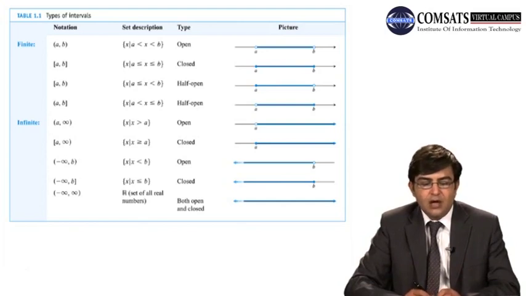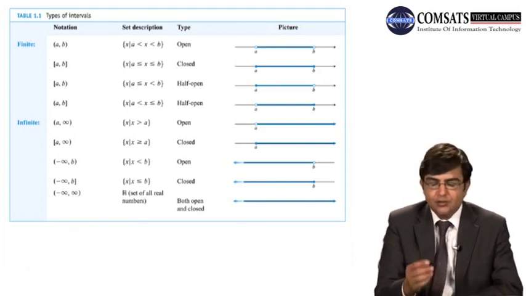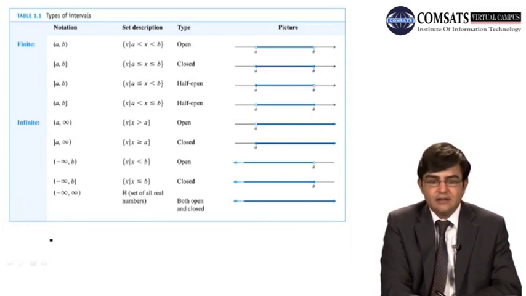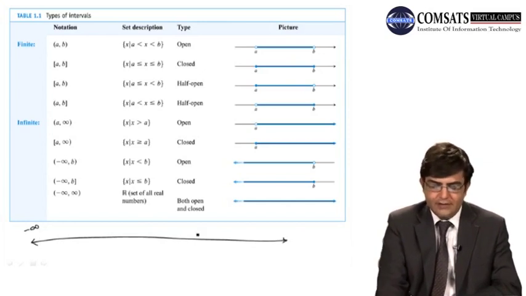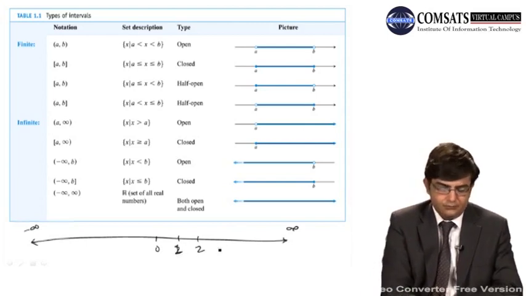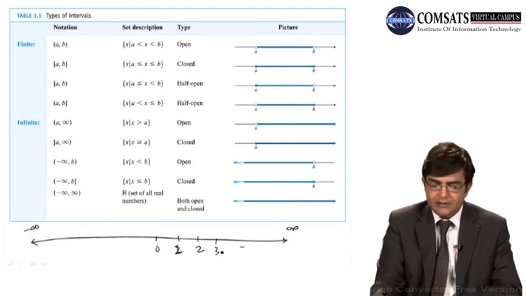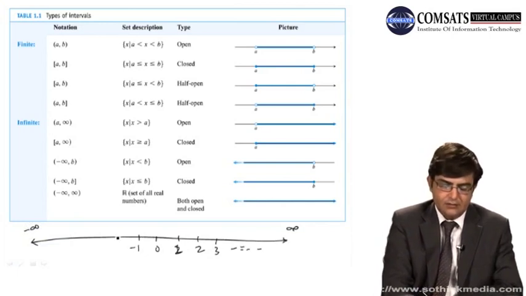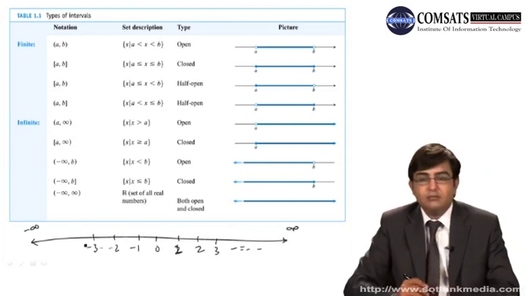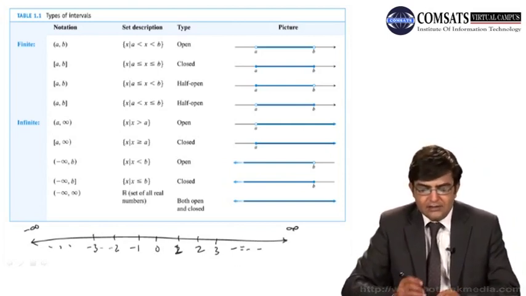For that you need to know how to define intervals on the real line. Basically you know what a real line is. This is a real line, from minus infinity to plus infinity, with 1, 2, 3 and so on. Here we have negative numbers, minus 1, minus 2, minus 3 and so on up to minus infinity. On this real line we define the intervals.